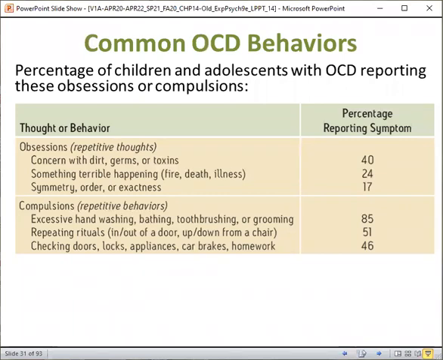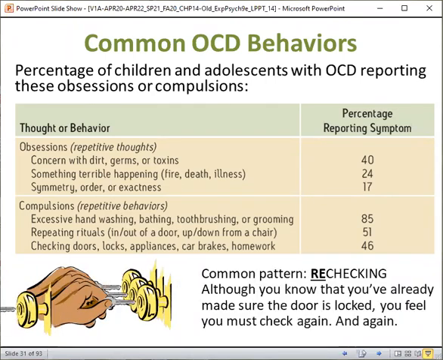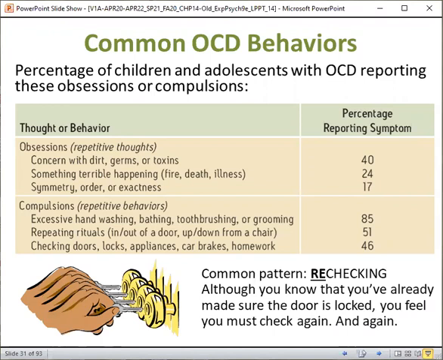Now, if you wake up in the middle of the night after you've gone and checked all your locks and the doors and all this type of stuff, do you go check them again once you wake up? Okay, so a common pattern of rechecking, although you know that you've already made sure the door is locked, you feel you must check it again and again. So it's sort of like a little ritual type of thing that has popped up. And so we do see this type of behavior from time to time.